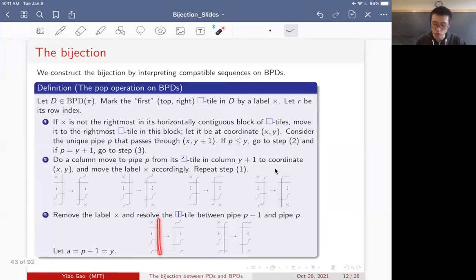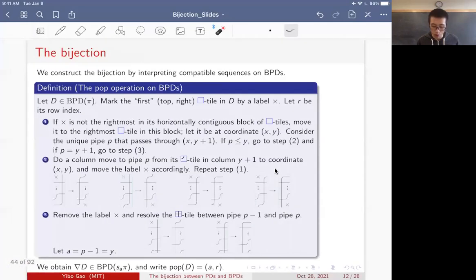At some point, we are going to be in the step 3 situation, where you have this pipe that goes straight down. This is the unique pipe that passes through the right coordinate of the marked position. So this is Y plus 1 here, Y here, which equals P. In this case, the pipe Y must intersect the pipe P at some position. There's going to be a cross here, and we can use the blank tile that we labeled to resolve this crossing, thus deleting this cross and also reducing the length of the bumpless pipe dream by 1. Hopefully that will make sense, and we'll see an actual example very soon.